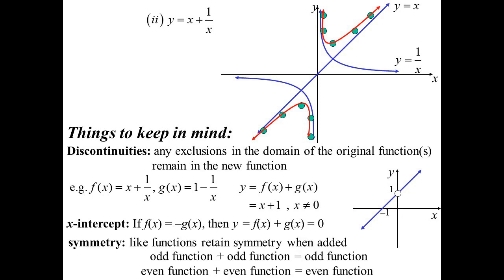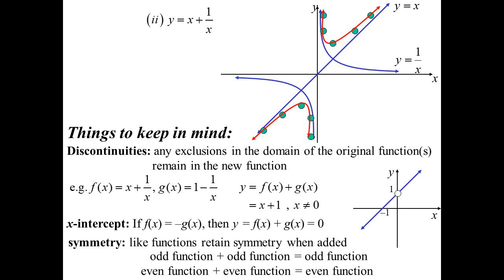Symmetry: if you've got symmetric graphs, it will retain the symmetry. What do I mean by that? If you're adding an odd function with an odd function, then what you end up with should be an odd function. That's what we've got here, if you have a look at it. x plus 1 on x. y equals x is an odd function. 1 on x is an odd function. But look at the red curve. It also is an odd function. It has the rotational symmetry that we look for.